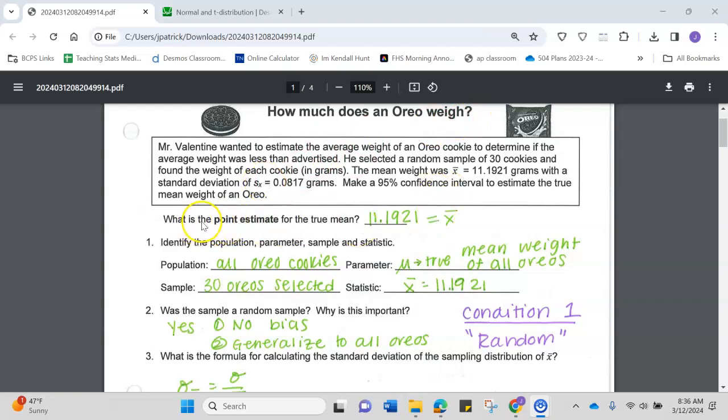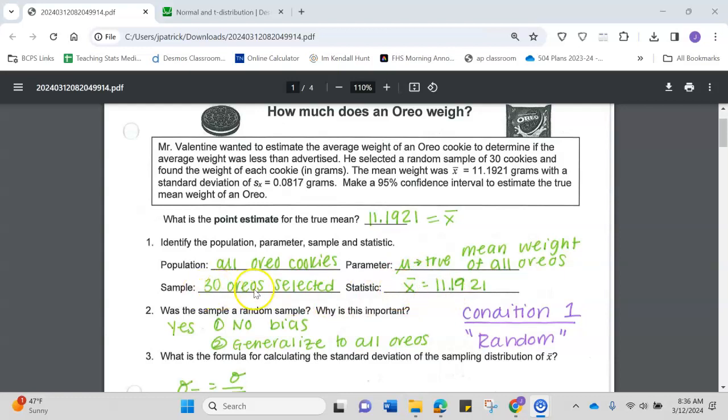We still have a lot of the same terminology. We have a point estimate. That's going to be given to you in the word problem. I guess our population is just all Oreo cookies. What we're looking for is the true mean weight of all Oreos. Look at this X bar again for the statistic. You're kind of used to using p hat because we've been doing proportions, but today it's X bar because we're going back to sample means.